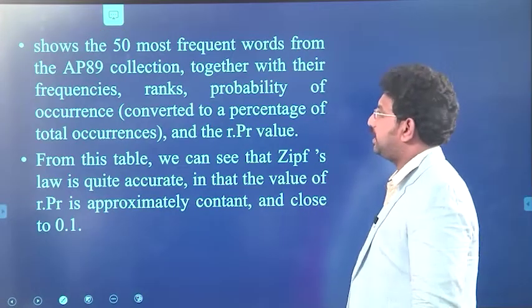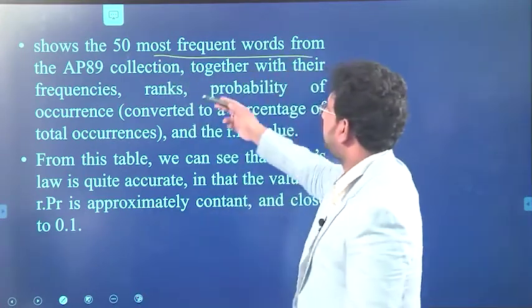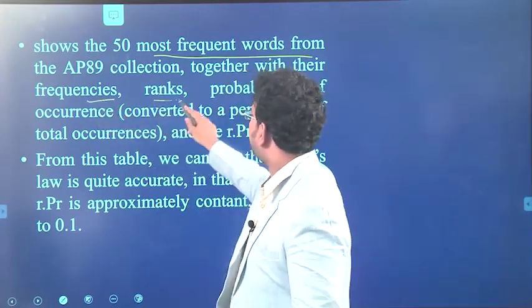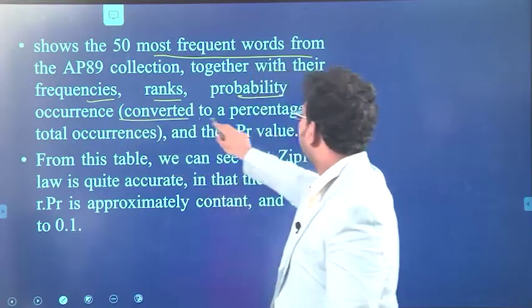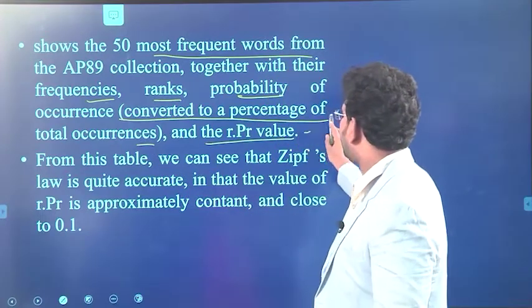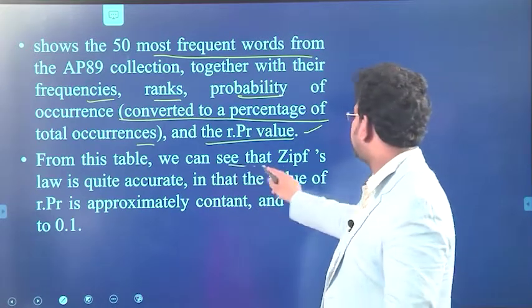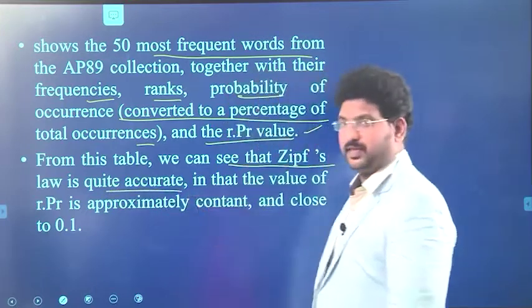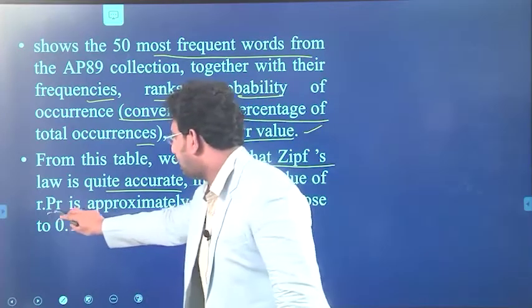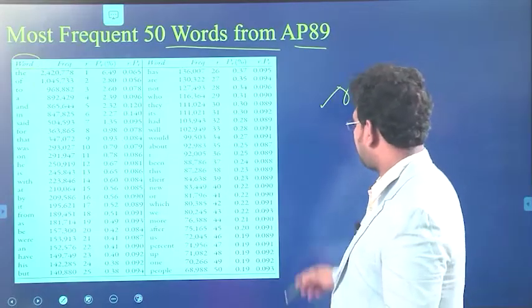Just as a small description, this shows the 50 most frequent words from the AP 89 collection together with their frequencies. Also what you are seeing are frequencies, ranks, and the probability of the occurrence converted to the percentage of the total occurrences, and the R into PR value being calculated. And from that table, what we understand is that we can see that Gibbs law is quite accurate in that the value of R into PR value is approximately constant. It is approximately a constant.